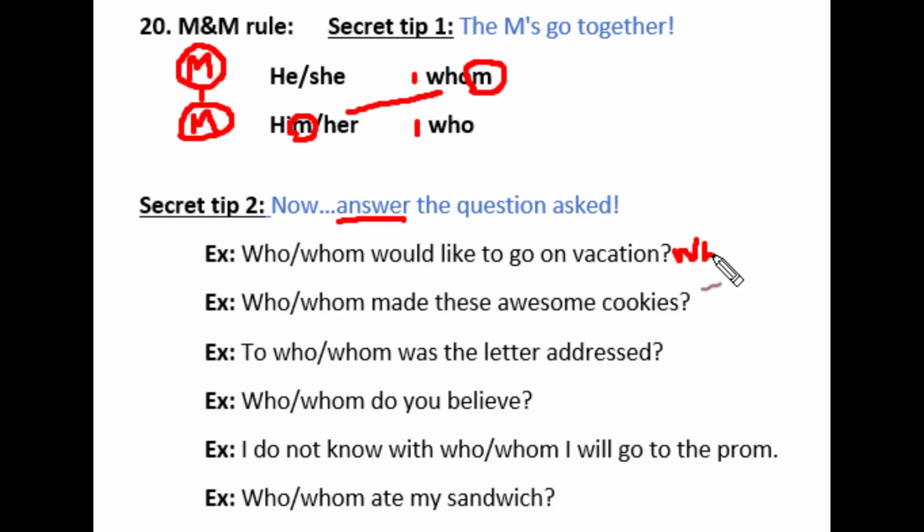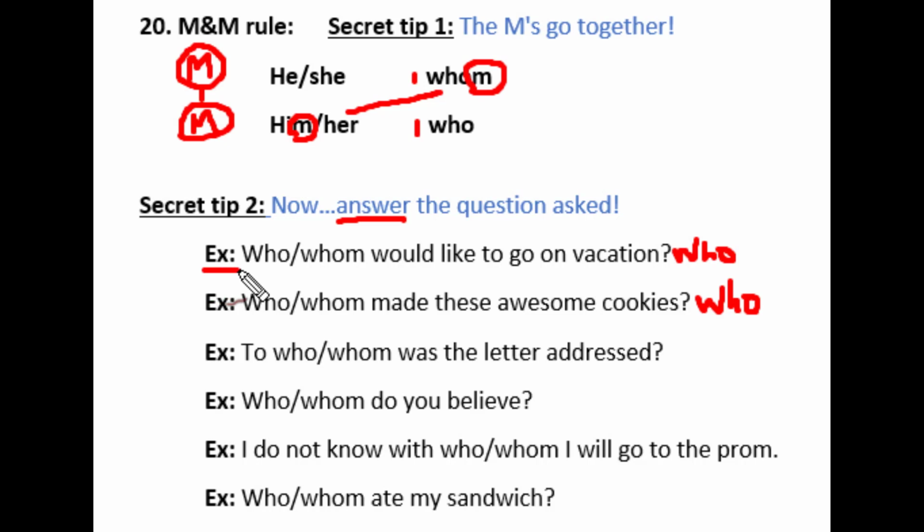Make sense? Let's take a look at example number 2. All right, example 2, whom made these awesome cookies? He made these awesome cookies, or she made these awesome cookies. You see, once again, we're going to use the word he, she, which goes with the word who.